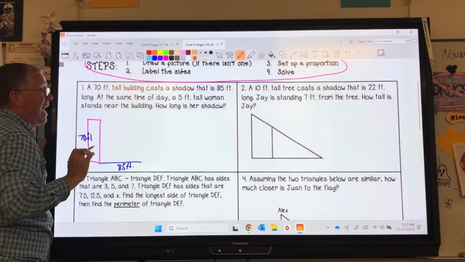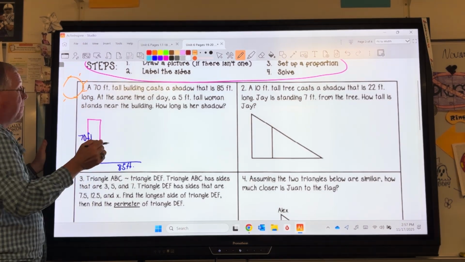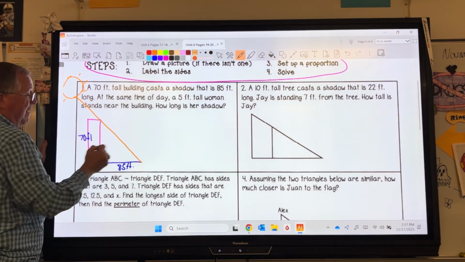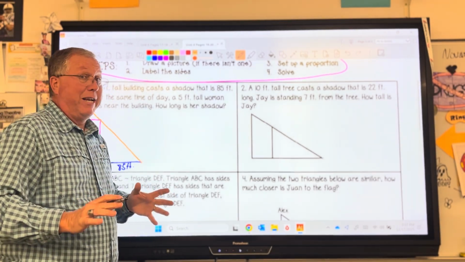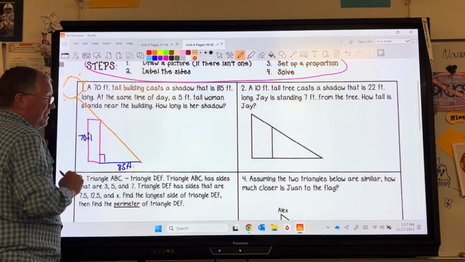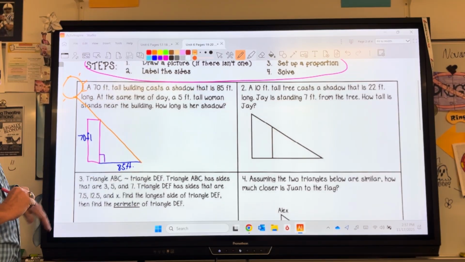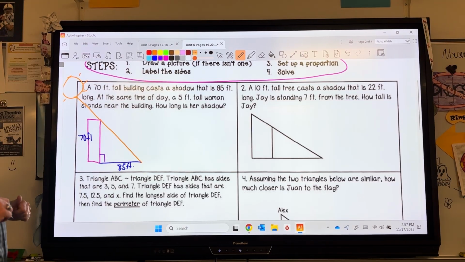Now, if it's casting a shadow, that means the sunshine is up here. Here's our sun. It's coming down like this. And that's where the rays are hitting, and that's making our shadow. Now, unless we have a really poorly built building, we know that this angle right here is 90 degrees, right? Because buildings hit at 90 degrees. So we have ourselves a right triangle right here. This is 70, this is 85. This is my side coming down over here.